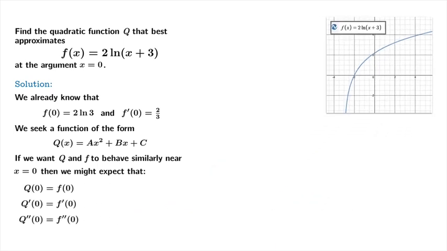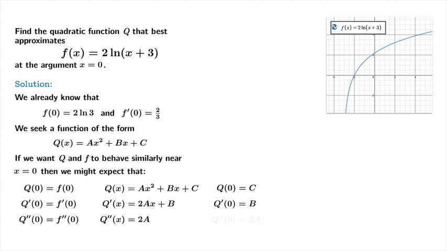So let's play this game. Let's shoot for that. We know that the first derivative of this quadratic has to look like this, and the second derivative has to be the constant 2a. When we plug in 0, we get c, b, and 2a respectively for the values of the original function, the first derivative, and the second derivative.